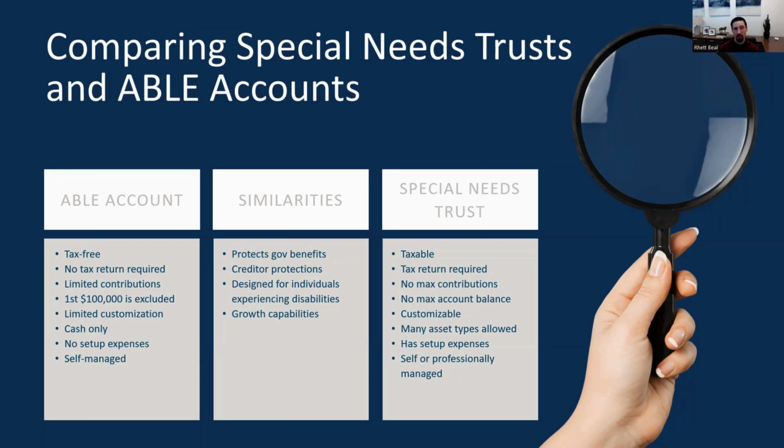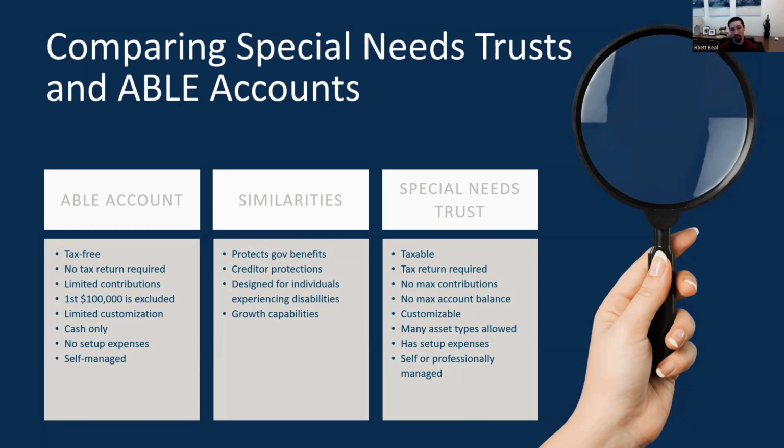ABLE accounts, really limited customization. And what I mean by that, particularly for the types of assets that can go into it, right? ABLE accounts are cash only, where special needs trust can have just about any asset type in it, whether that be a business, real estate, stocks, bonds, Bitcoin, or really just about anything can go into that special needs trust. And there's a lot more flexibility of what you invested into.